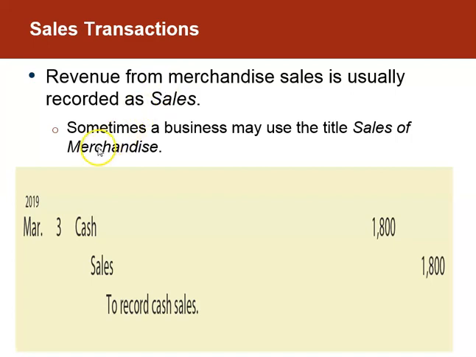So all we have here is a situation where we have sold some merchandise. We've sold that merchandise for $1,800 and we received cash. So our journal entry is strictly a debit to cash for $1,800 and a credit to sales for $1,800. If this was a service-related business that we've been studying, the only difference is that instead of saying sales here, we might say something like service revenue or fees earned. So again, a very subtle difference, not too big a deal at all, really.